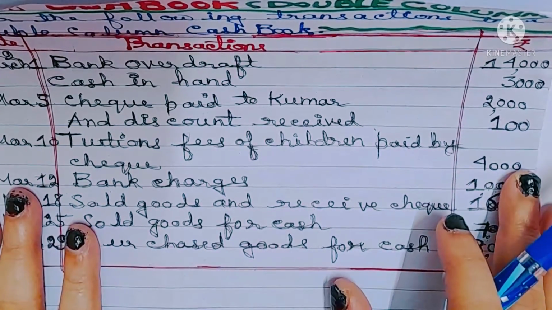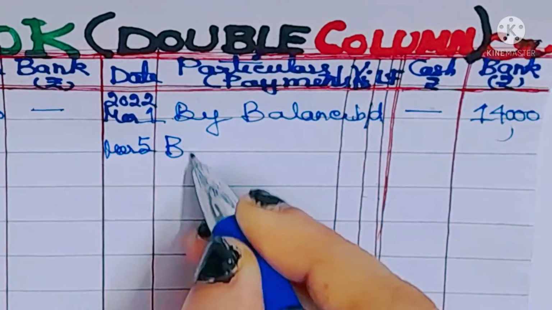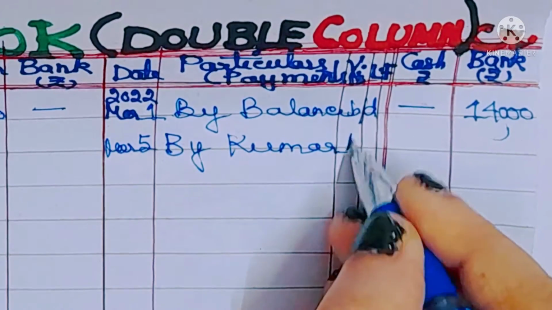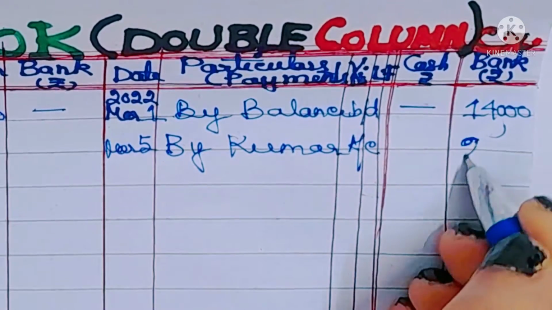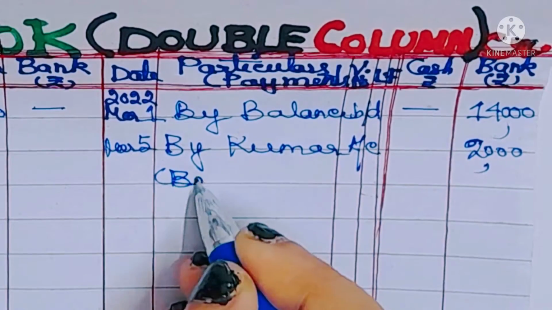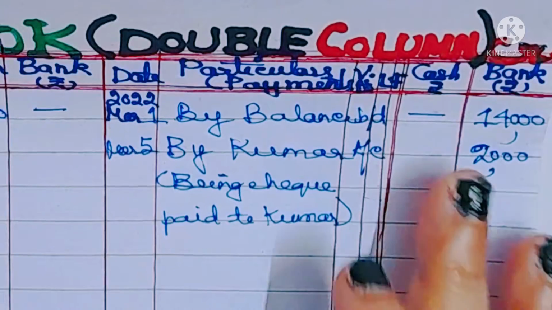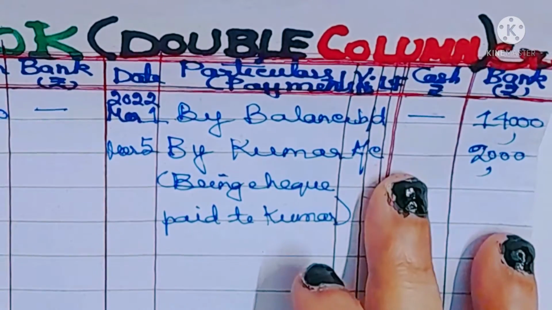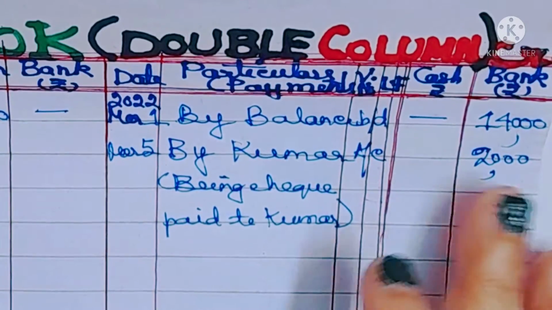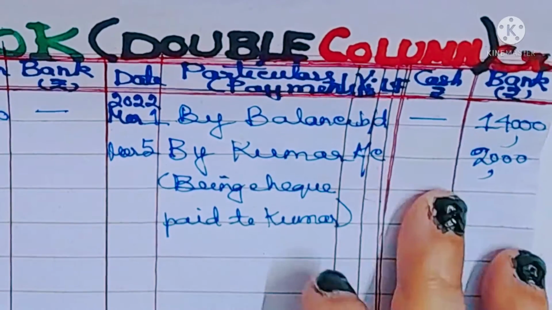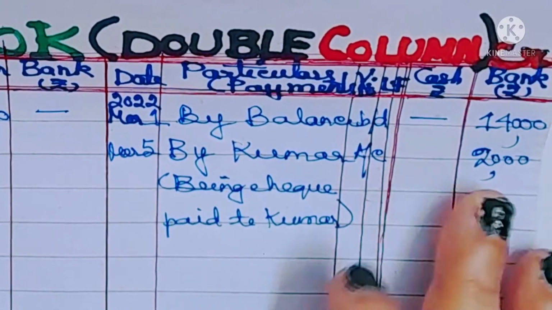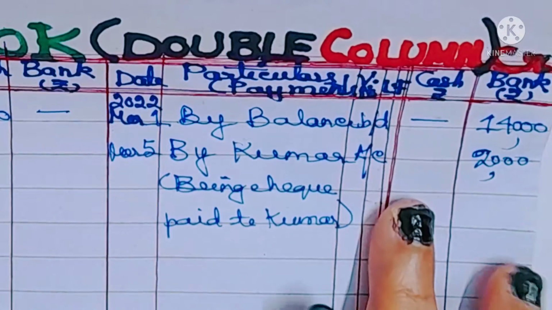Okay, so let's write 5th March by Kumar account 2,000, being check paid to Kumar. Moreover, bank column represents bank account, and bank account comes under personal account. According to personal account, the giver of the benefit is credit. Here, when check is paid to Kumar, bank is the giver of check, so 2,000 will be credited.